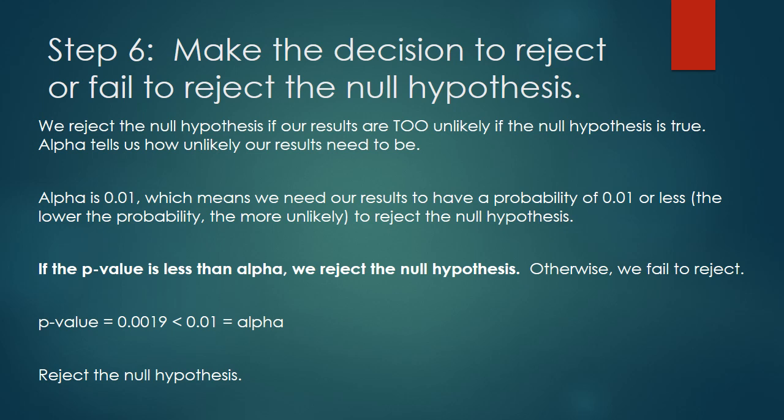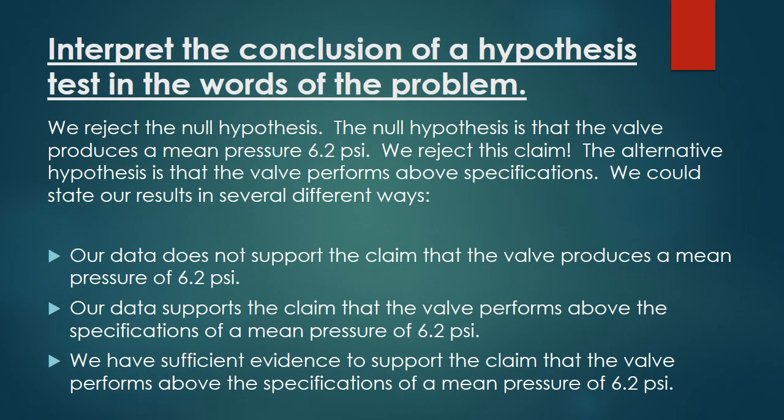We never say that. We never say true or false. We reject it, though. So our p-value is 0.0019. That is less than our alpha of 0.01. We reject the null hypothesis. Our results are too unusual. Our probability of getting our results is too low if the null hypothesis is true.